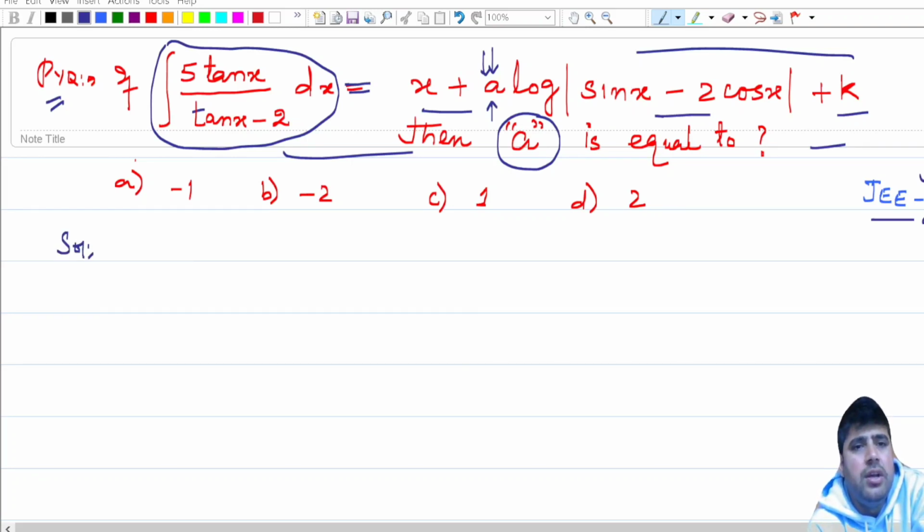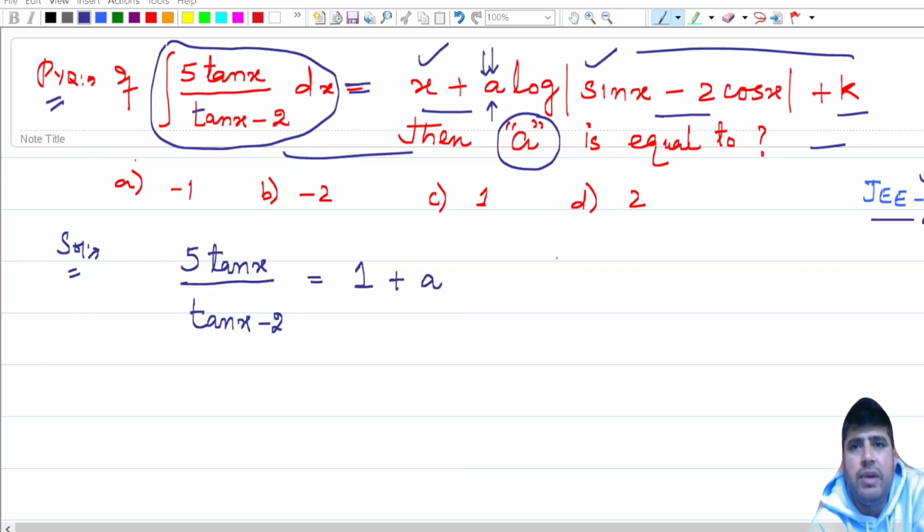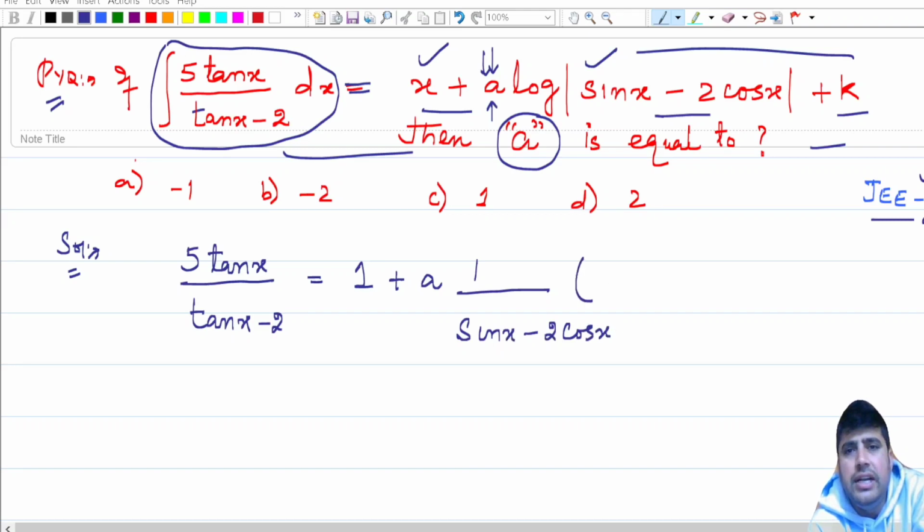Now proceeding, differentiating both sides with respect to x, the left side is 5 tan x divided by tan x minus 2. This will be equal to the differentiation of x, that is 1, plus a times the differentiation of log of sin x minus 2 cos x, which is 1 divided by sin x minus 2 cos x, times the internal differentiation, cos x plus 2 sin x, and then plus k differentiates to 0.